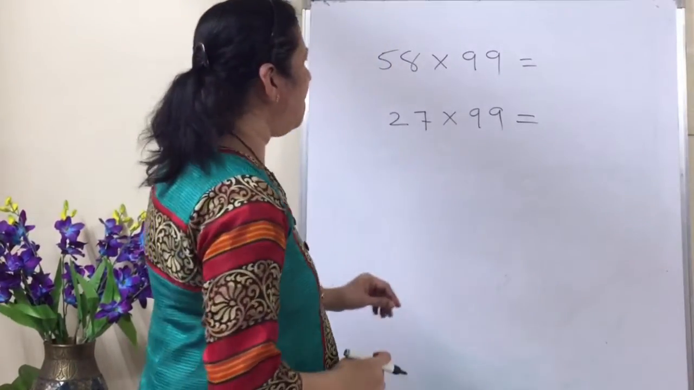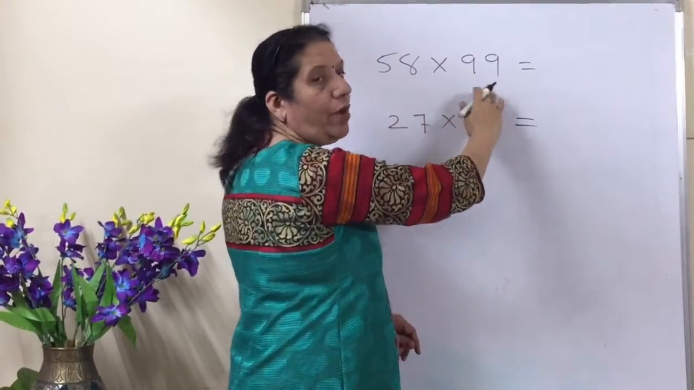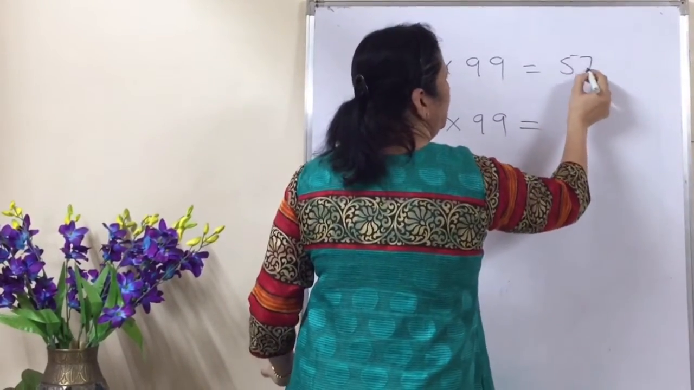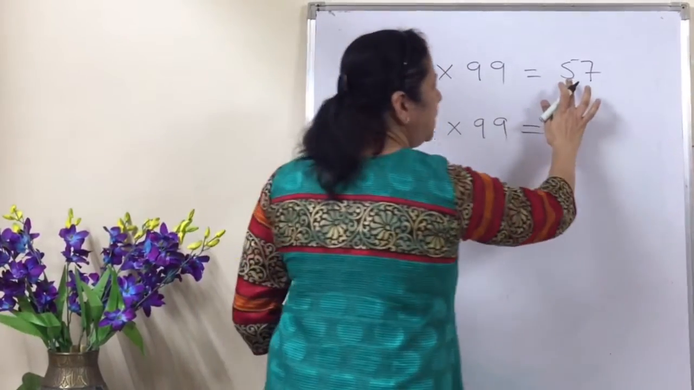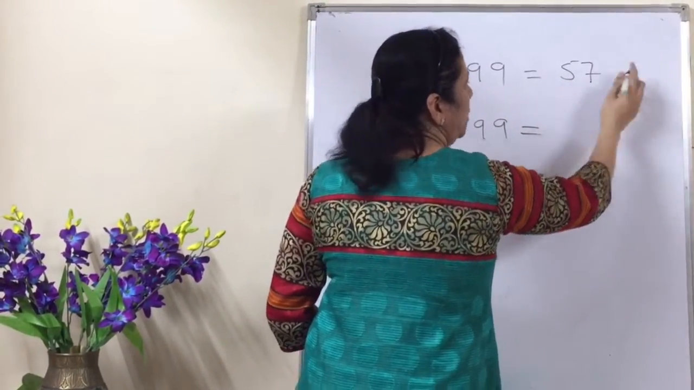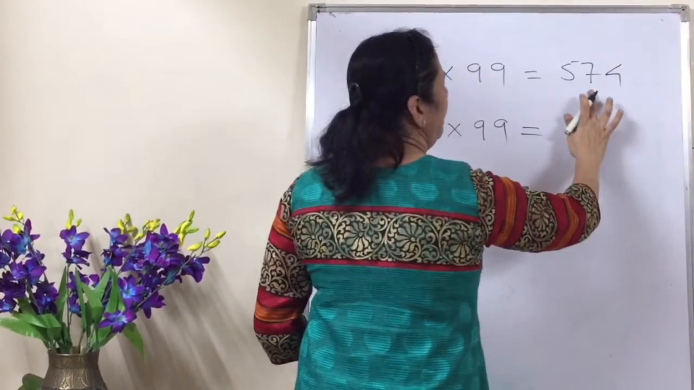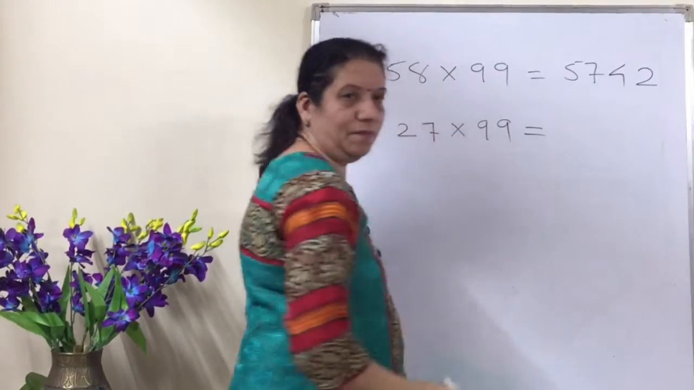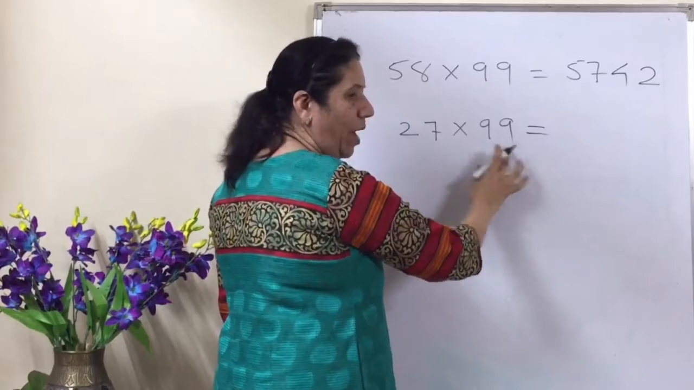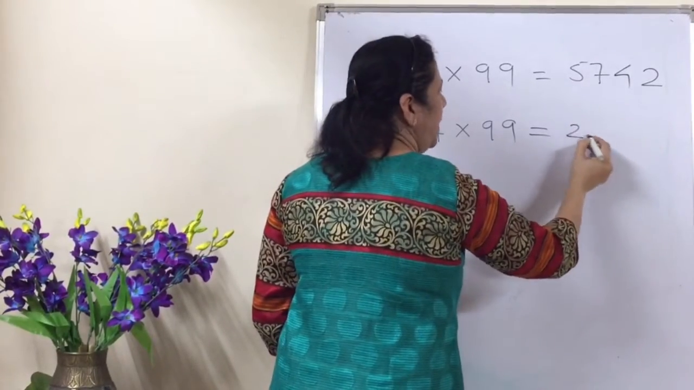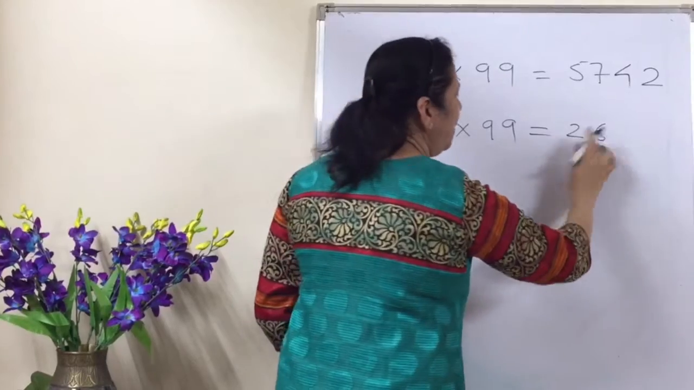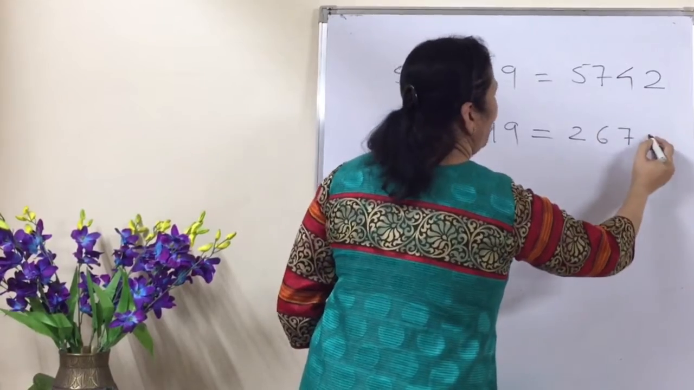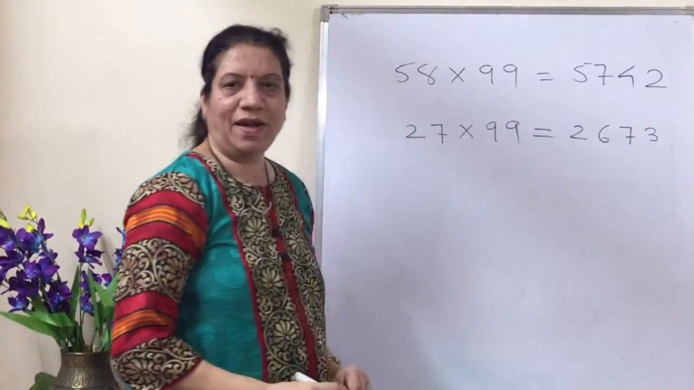Let us take two more examples. Suppose we have 58 into 99. As I told you, we reduce this number by 1, so we write 57. What number do we add to 5 to get 9? It is 4. And to 7, if we add 2 we get 9, and we get the final answer. Now 27 into 99: reduce by 1, so it is 26. We add 7 to 2 to get 9, and to 6 we add 3 to get 9, and this is the final answer.